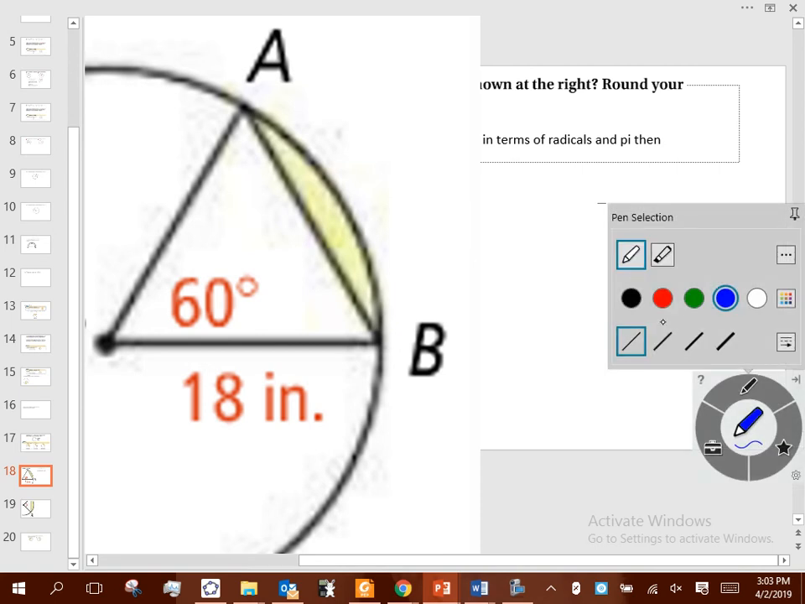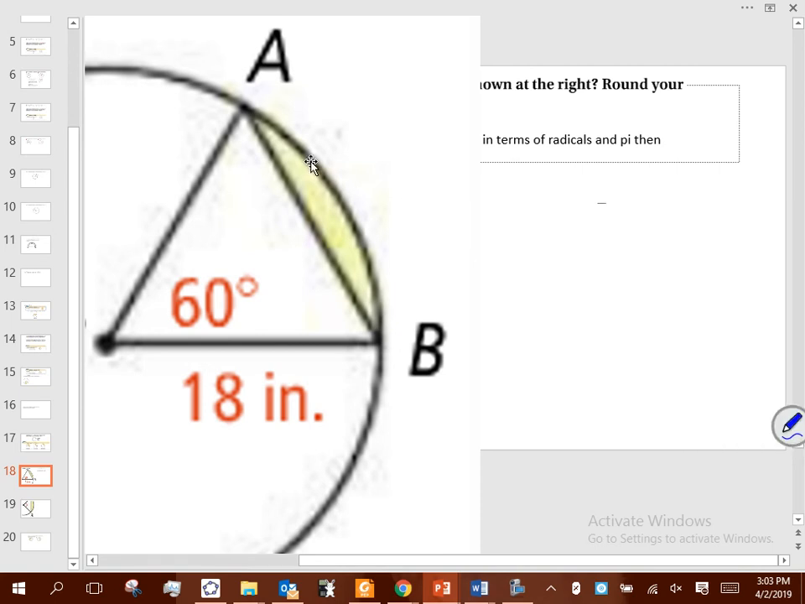As you do this, every time you see that they want you to find this yellow segment, you want to set up a plan, and that plan should look like this. You're going to find the area of your sector. The area of your sector is x over 360 times pi r squared.